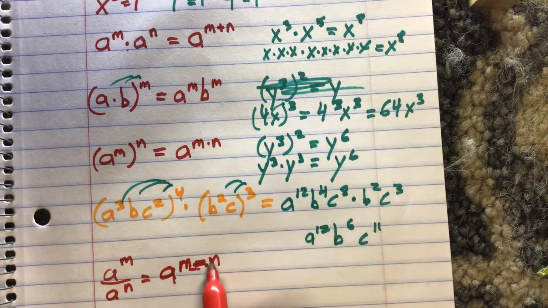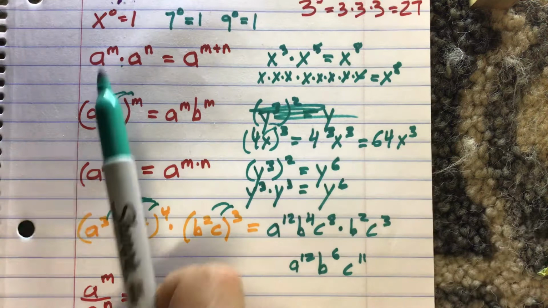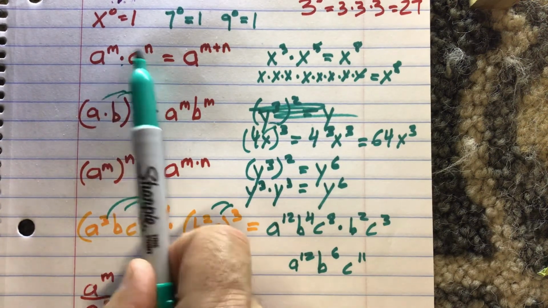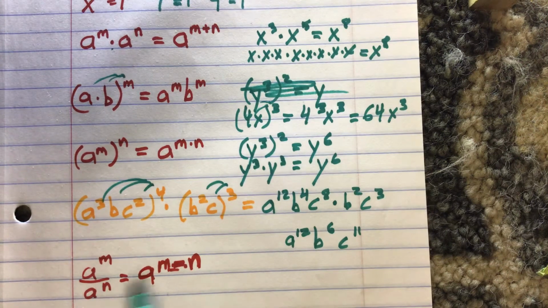That's different than the rule up here, where it states if you're multiplying, you add the exponents. Here we're saying if you're dividing with the same base, then you subtract the exponents. I'll show you an example of that.